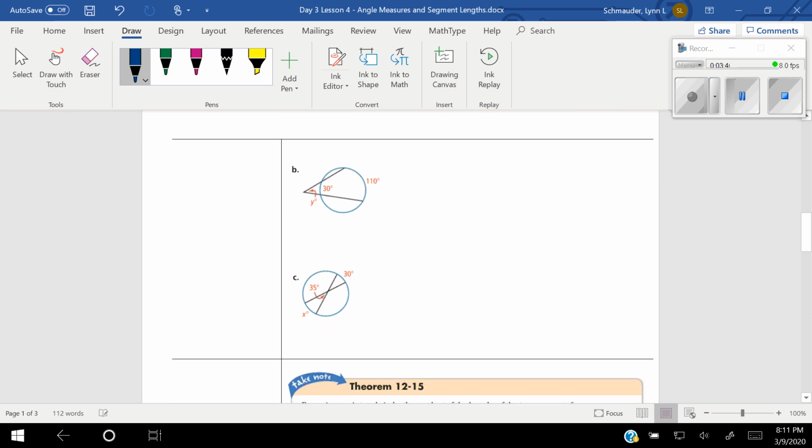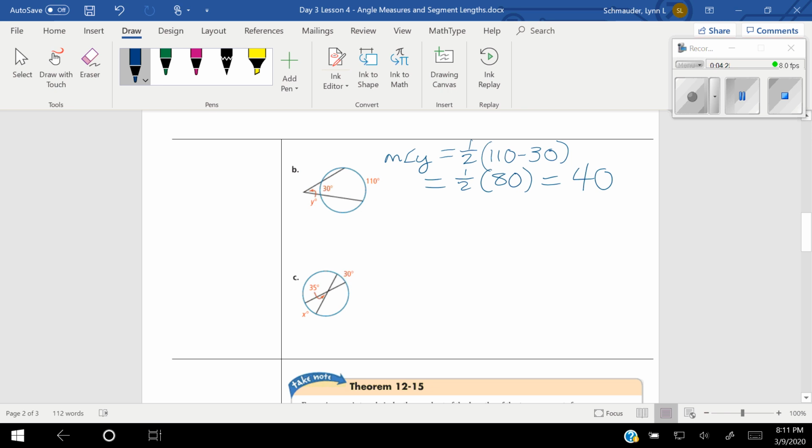Okay, what do we have in B? Again, we have an intersection outside the circle, so we know that the measure of the angle, we're just going to call it y, although that's not really the angle's name, but that's what's there, so we'll call it that. The measure of the angle is 1/2 the difference of the 2 arcs intercepted, 110 minus 30. So that's equal to 1/2 of 80. And so y there is going to be 40. Okay, this is easy, right?